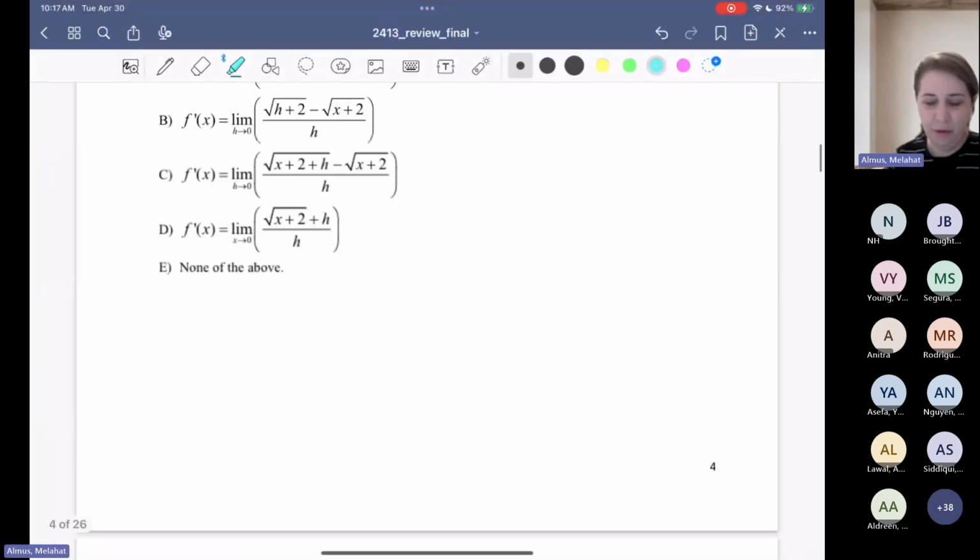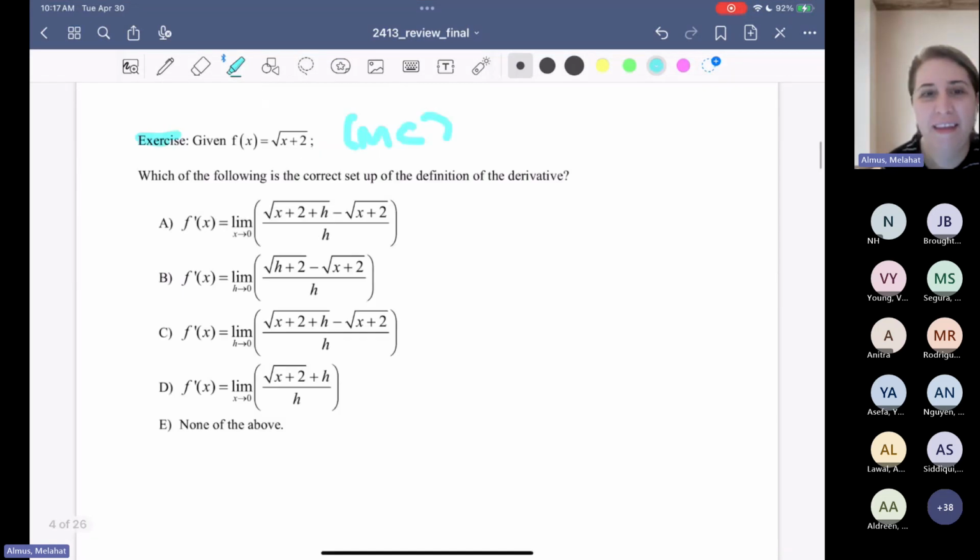Let's continue. I was just saying that you should know how to set up the definition of the limit for multiple choice purposes. Can you answer a question like this one, the one you are seeing on the screen? What do you think? It's easy when it's just set up, right? So make sure you can answer something like this. You're looking for just the setup.